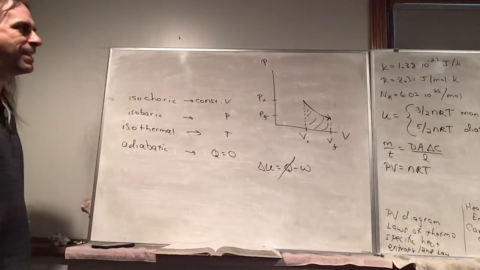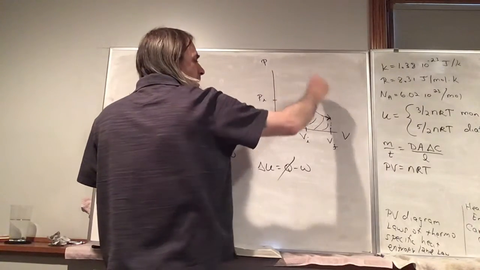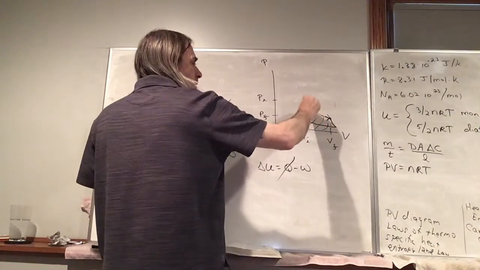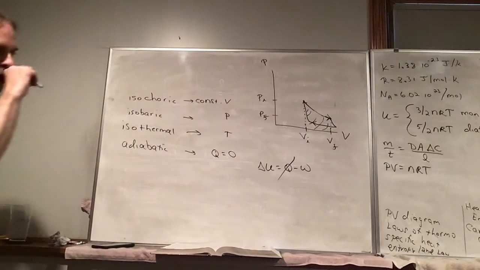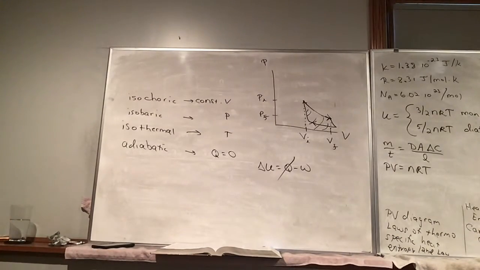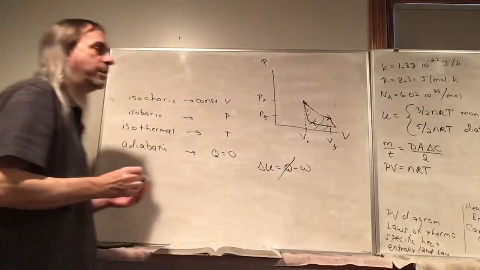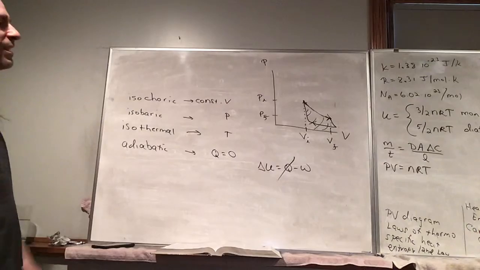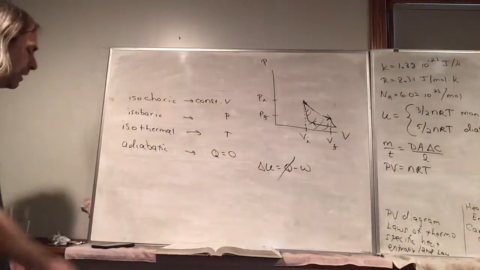And a very important example of this is, let's say we have a process like this, where we have a cycle. We start in, go through this process and end up back where we started. And in that case, the total work done for the cycle would be equal to the area enclosed by the curve.